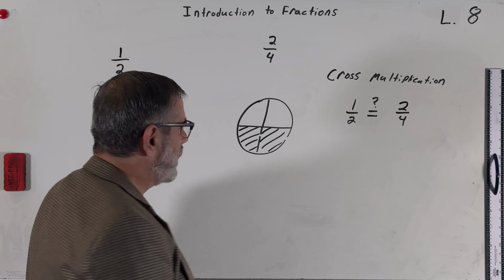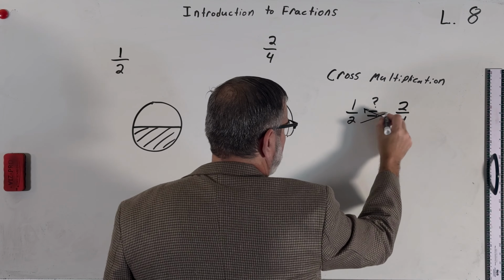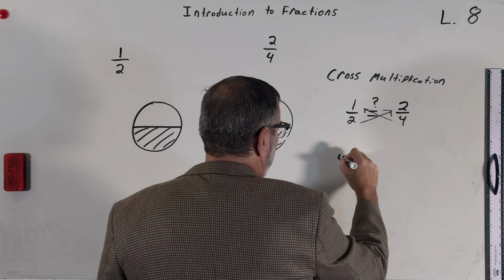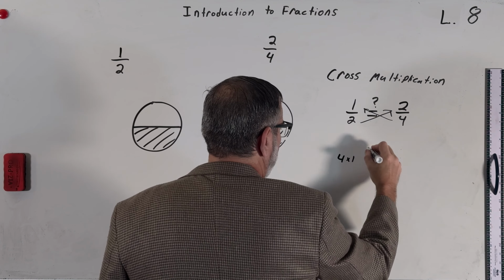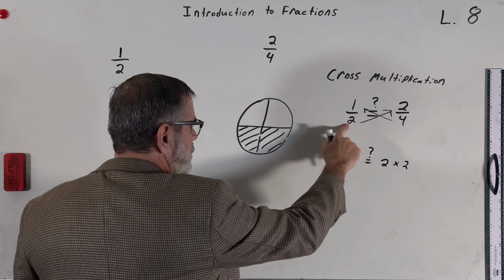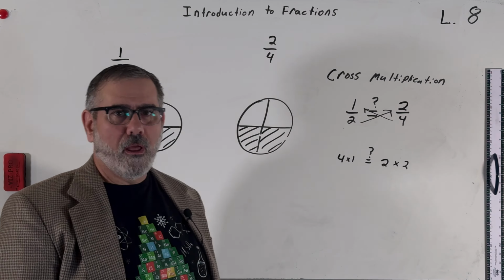That sounds like a mouthful, right? But if you think of it like this, the cross part, think of a little cross like this. So what we do is we rewrite this as 4 times 1, question mark, equals 2 times 2. So I just took this 2 and I moved it over here. And I took this 4 and I moved it over here, and I'm multiplying them.